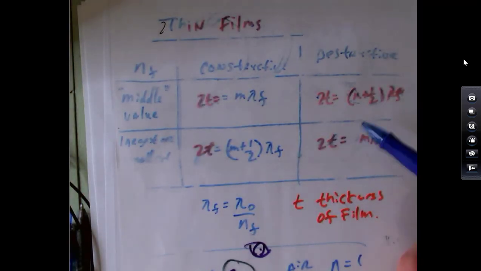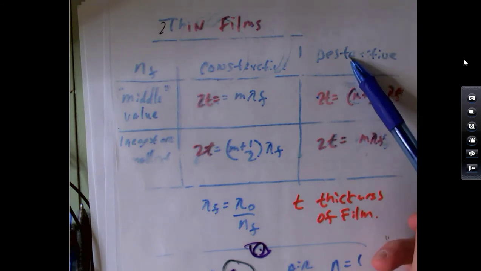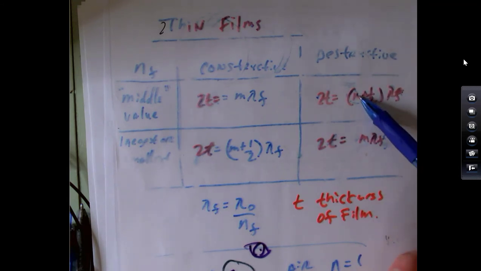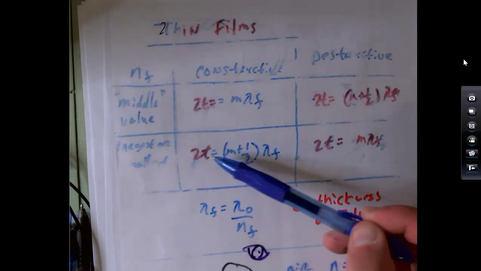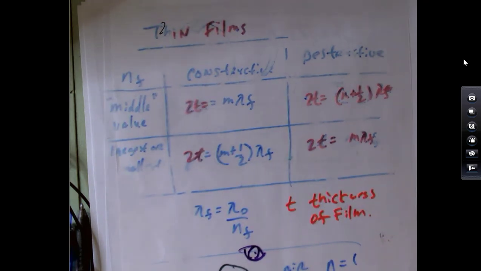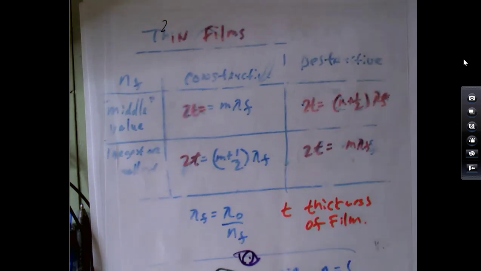Now, let me say one more thing. If it was destructive interference and you wanted the minimum thickness, then you could put m is equal to 0 here, or m is equal to 0 here, and that would give t the smallest value. Okay? Good. All right, let's go on to the next one.